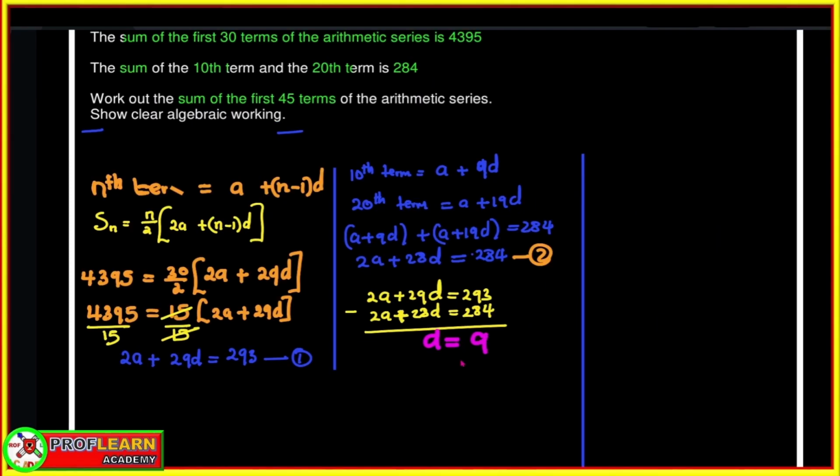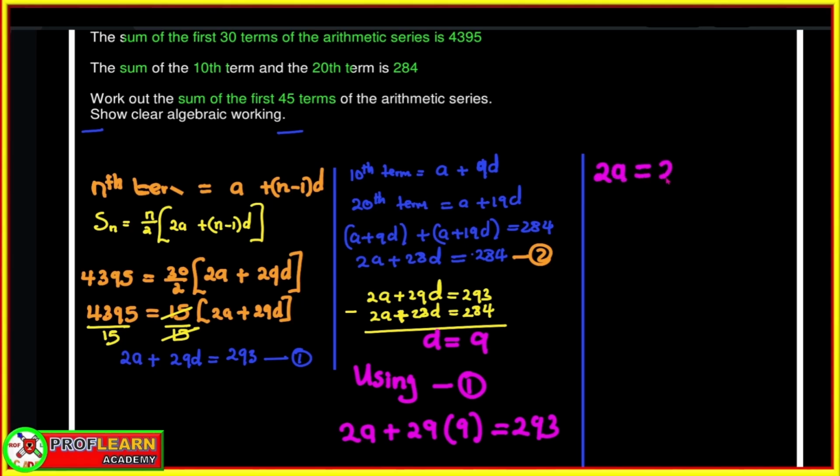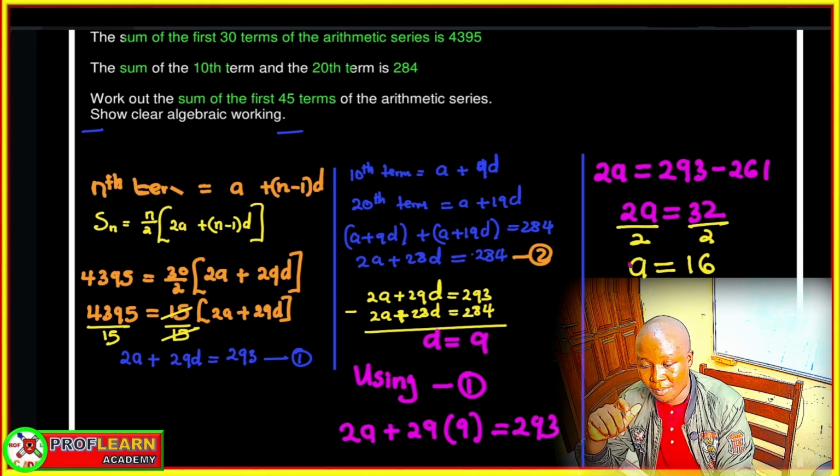So we are going to subtract the two equations. Our common difference d is going to be 9. Then we go ahead using the first equation so that we can find the first term. Substituting into the first equation, putting the like terms together and dividing both sides, we get our answer a to be 16. So the first term is 16 and the common difference is 9.